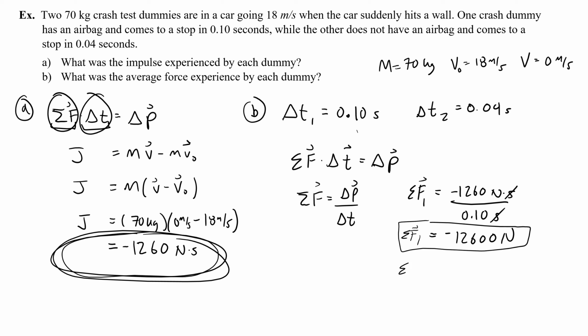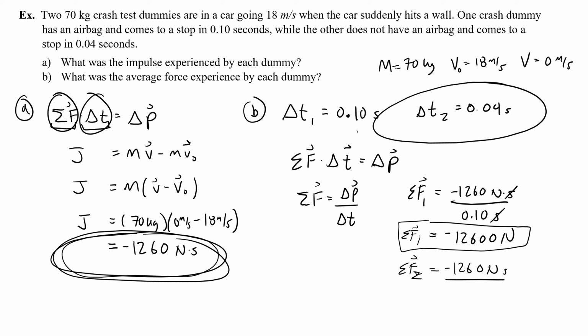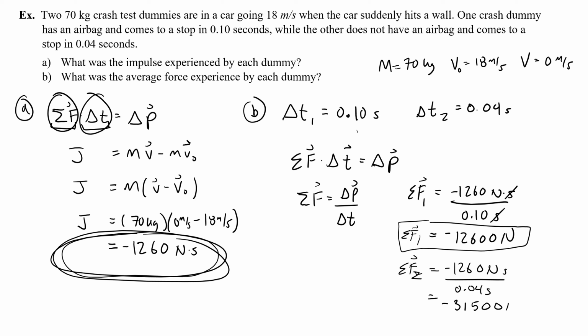And for dummy 2, I just need to use that same negative 1,260 Newton seconds, but divide it by the time that it takes without the airbag, which notice is actually a little bit faster. It's taking less time, 0.04 seconds. This is going to give me a bigger number, negative 31,500 newtons of force. So that's the net force on the second crash dummy without the airbag.